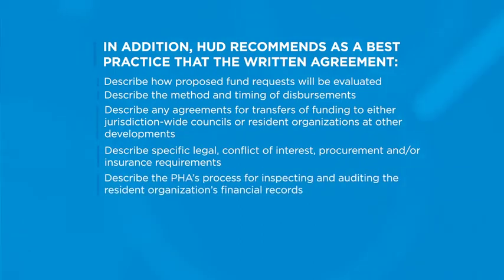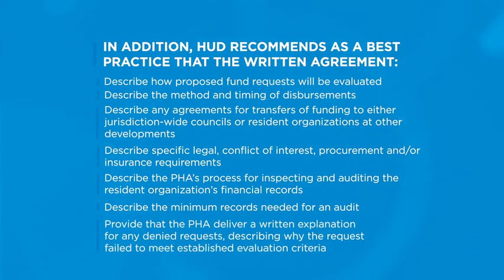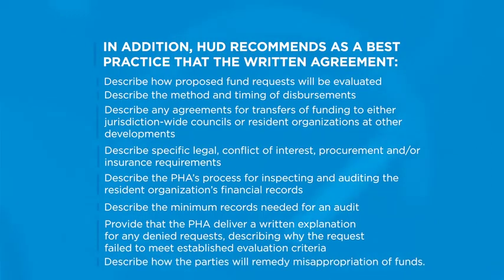Describe the PHA's process for inspecting and auditing the resident organization's financial records. Describe the minimum records needed for an audit. Provide that the PHA deliver a written explanation for any denied requests, describing why the request failed to meet established evaluation criteria, and describe how the parties will remedy misappropriation of funds.